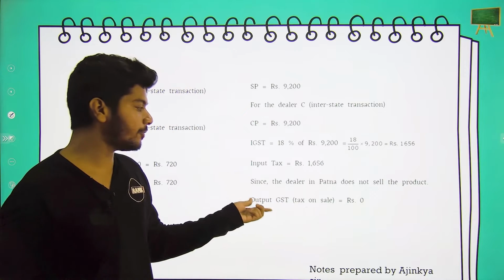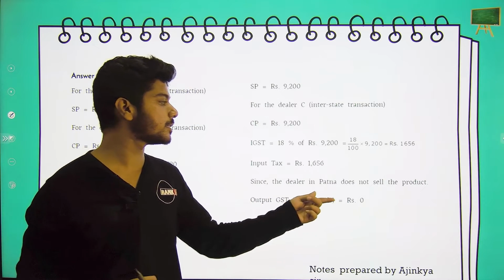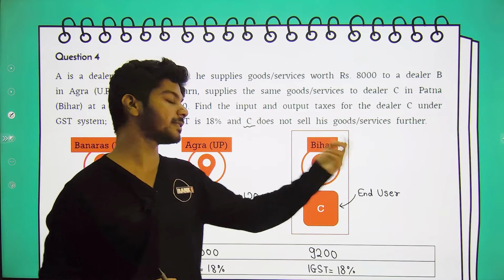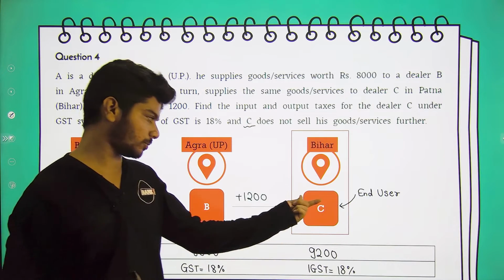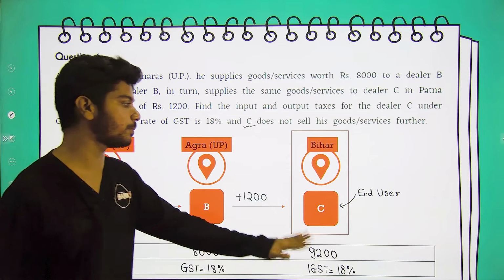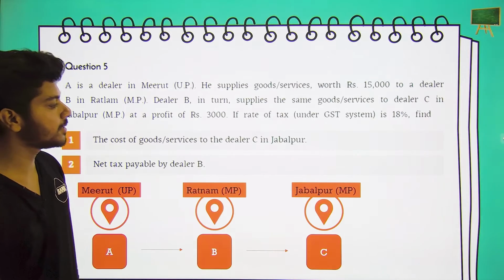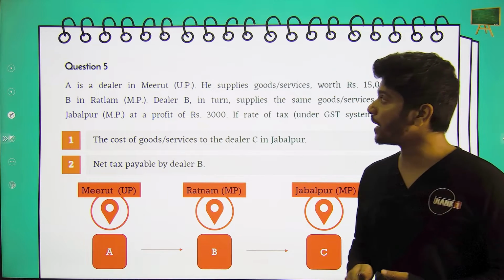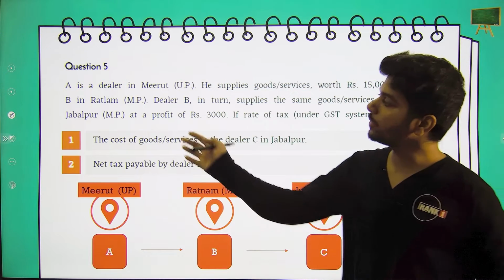See, why is output tax 0 in this case? Because C is not selling the product further. So your final answer would be 18% of this. Just stop there. All right, so I hope this part is clear. I want you all to solve this sum number 5 on your own. Let's start with question number 5.